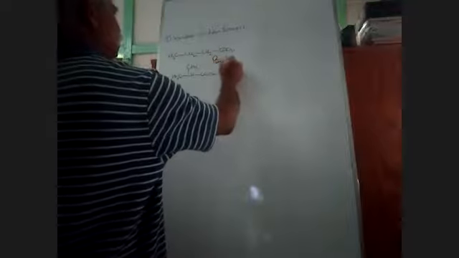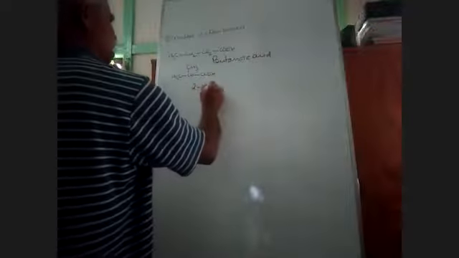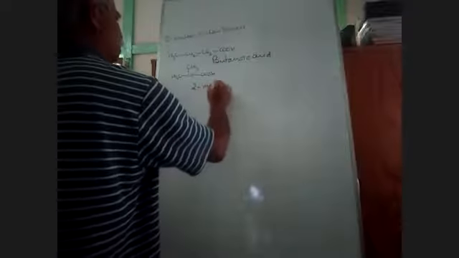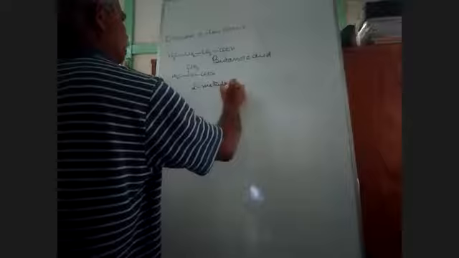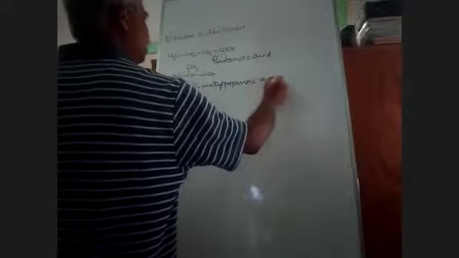One is butanoic acid. I have to write the name also. Useless people. Sometimes I feel like crying. Butanoic acid. 2-methylpropanoic acid. Horrible condition. I think someday you may forget the name of your own children. Propanoic acid. So this is one example.